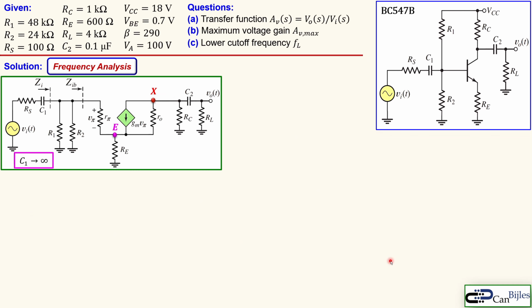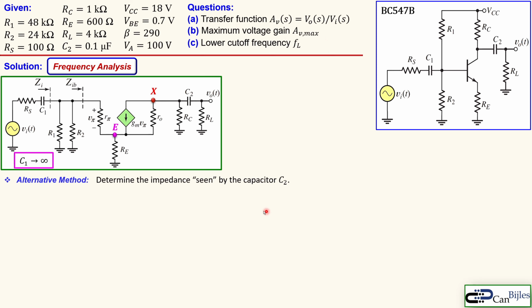Okay, let's continue now and do the analysis towards the lower cutoff frequency. There's also an alternative method which is most often used because we most of the time want to calculate the lower cutoff frequency and not really are interested in the transfer function or the voltage gain. So how do we do that?